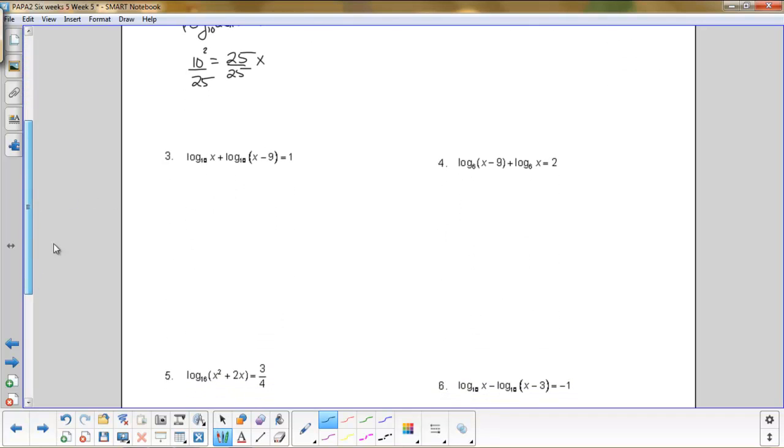I'll be doing the left-hand column of this notes page. You'll be doing the right-hand column of the notes page. Please be ready with your problems tomorrow at the beginning of class.